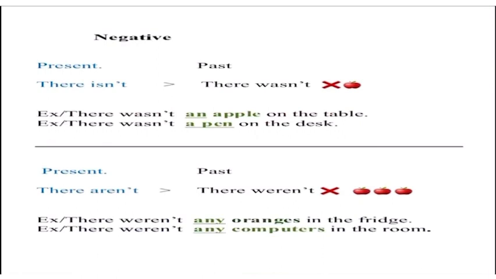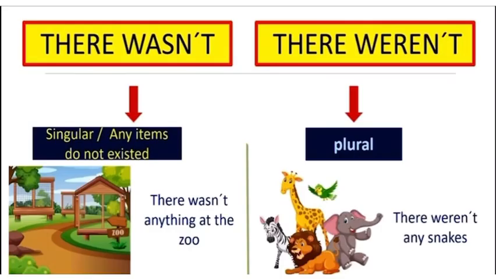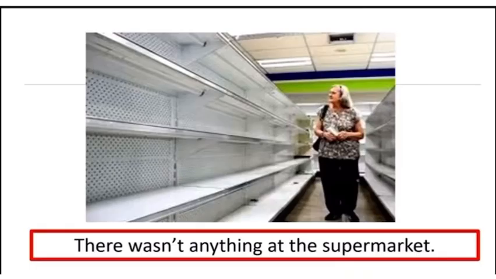Look in here, in there weren't, we didn't say there weren't some oranges in the fridge. We say there weren't any oranges in the fridge. So we will change some to any in negative and question form. There weren't, then we have any, then we have computers, the noun with s. We didn't say computer, we say computers. Then we have more examples. There wasn't anything at the zoo. There weren't any snakes at the park. There wasn't anything at the supermarket.